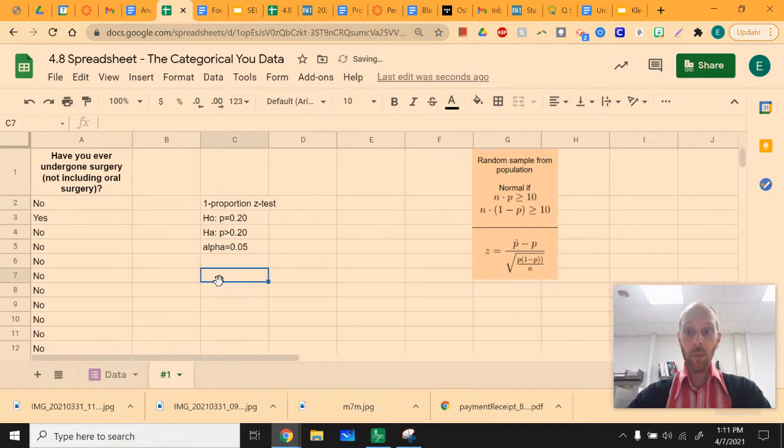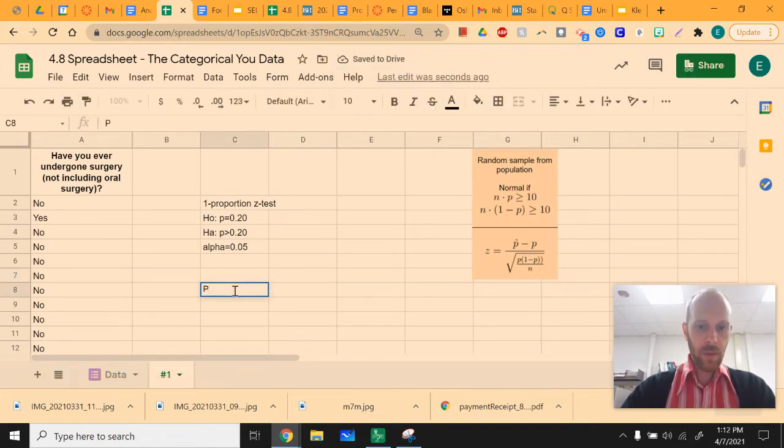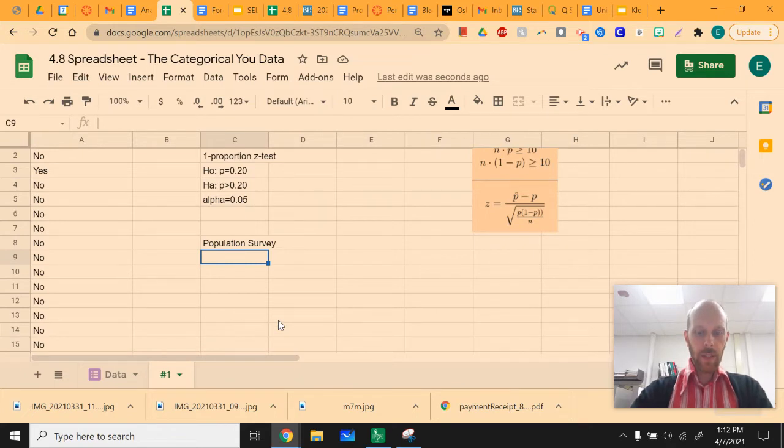Step number two is to identify what kind of study this is. This is a population survey. Everything we do today is going to be a population survey. The other things that we are going to need are the sample size, and then we're going to use that to find p hat. While we're at it, I know that we're also going to need p. I'm looking right here: p hat, p, and n. Those are the components that tell our story.